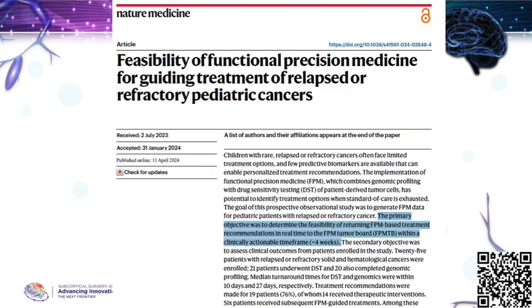So again, this paper just came out early this year. What about functional precision medicine for pediatric cancers? I am not a pediatric neurosurgeon, but I think many of us are familiar with how terrible some of these cancers can be. What's very interesting about pediatric cancers is typically a lot of them do not have actionable DNA mutations. So that is why there's room to start thinking about how we can apply functional precision medicine to identify targets for these cancers.